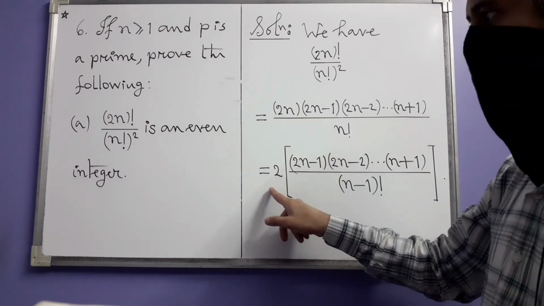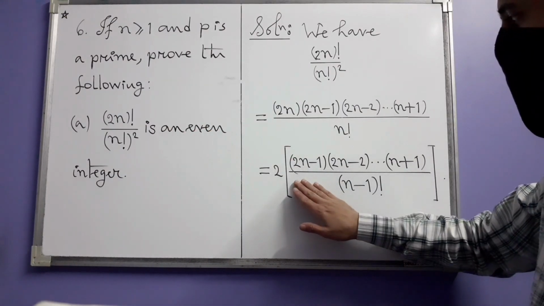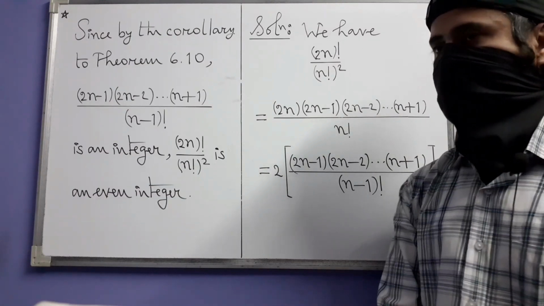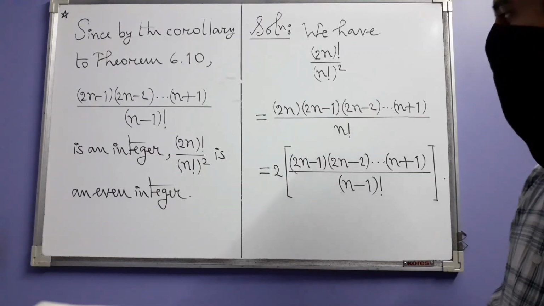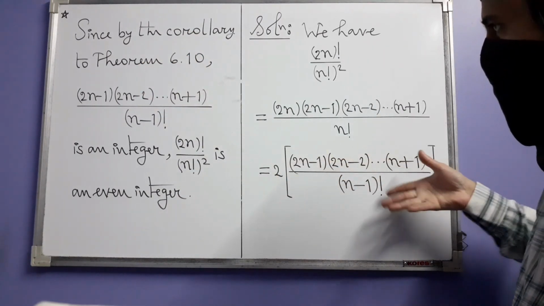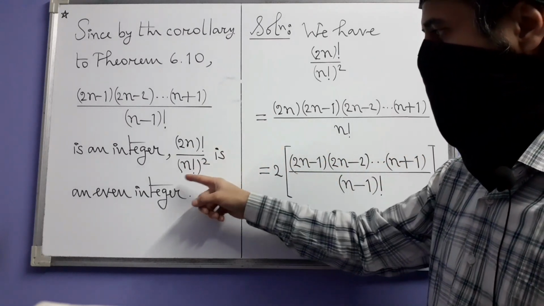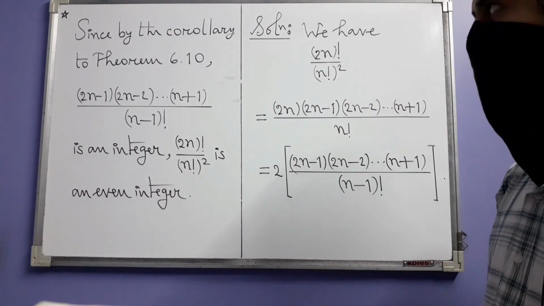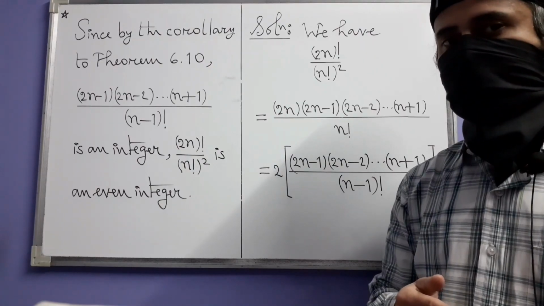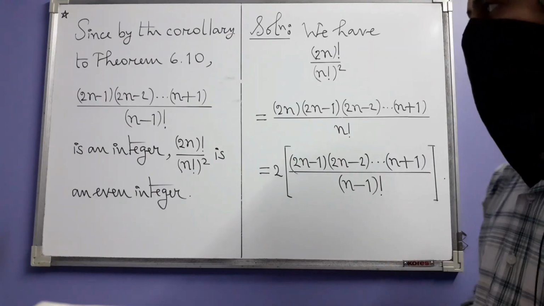You understand why? Because we want to show that this is an even integer. Now if we can somehow show that this is an integer, then we are done. Luckily, we don't have to do anything extra for this. Since by the corollary to theorem 6.10, this part is an integer, so we are done. That means this is an even integer. The statement of that corollary is this: a product of any r consecutive integers is divisible by r factorial.